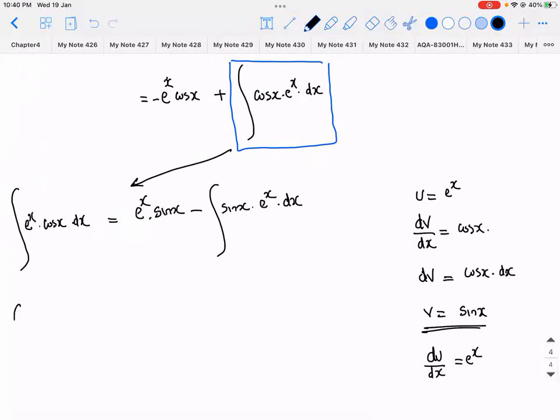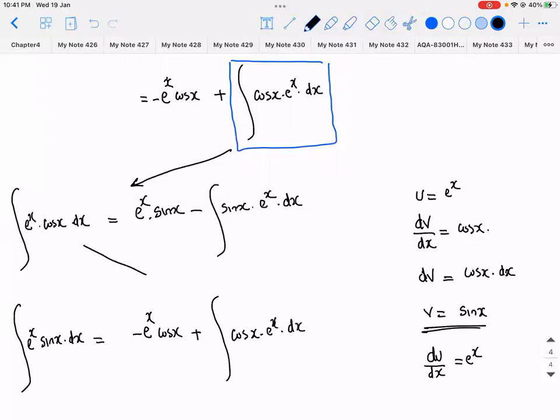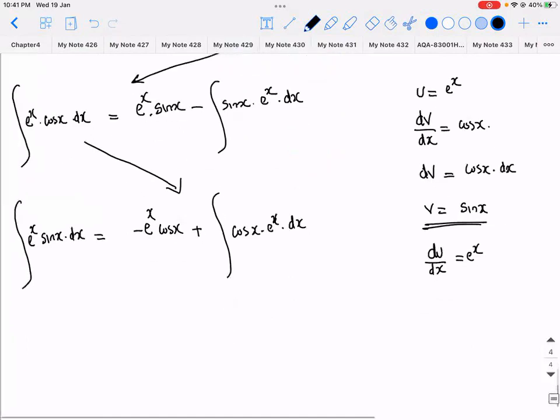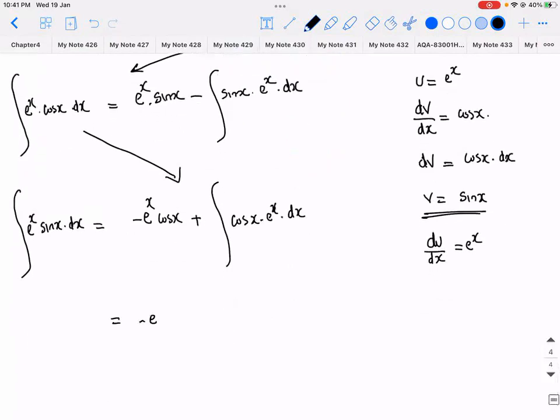So what was our question? We need to evaluate integral of e raised to x sin x dx. Am I correct? And we got it as minus e raised to x cos x plus integral of cos x e raised to x dx. But what is integral of cos x e raised to x dx? That is minus e raised to x cos x plus e raised to x sin x minus integral of sin x e raised to x dx.